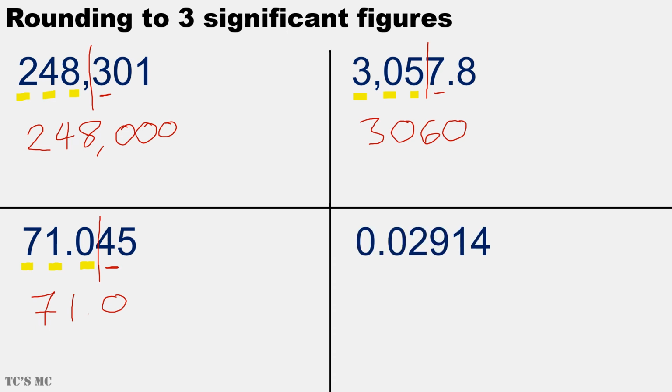In 0.02914, the first significant figure is 2, the second is 9, and the third is 1. This 1 represents 10 thousandths, so we are rounding to the nearest 10 thousandths. We end up with 0.0291. Remember, the zeros before are needed to give the correct place value, but none are needed after the 1.